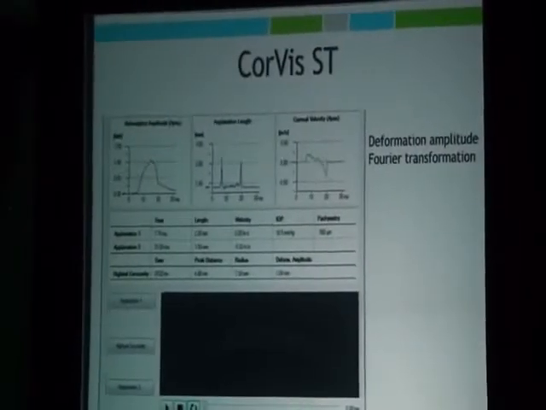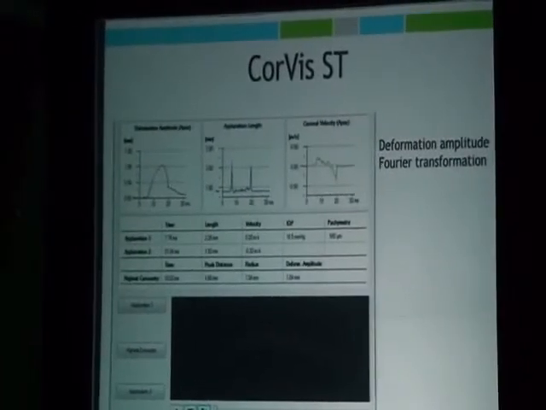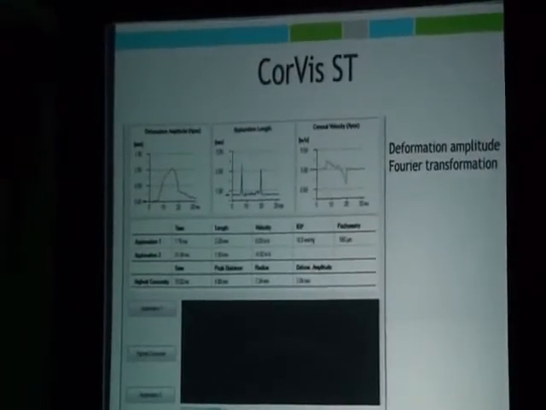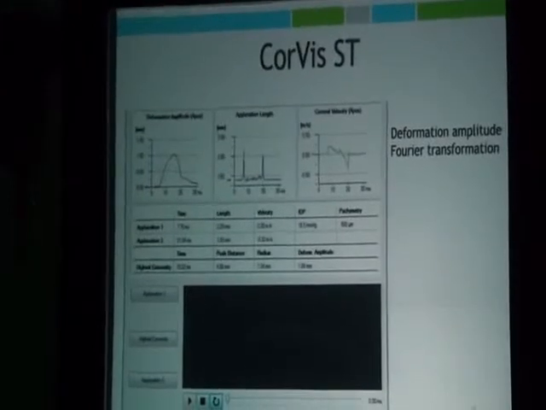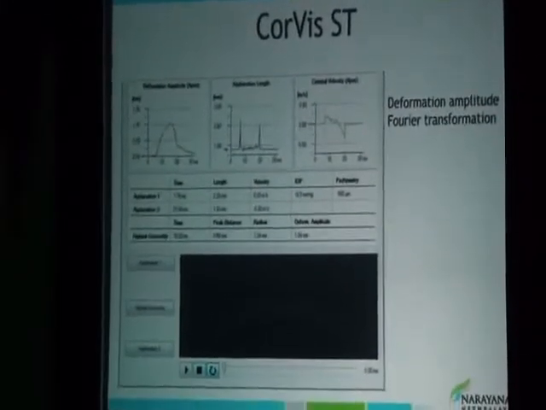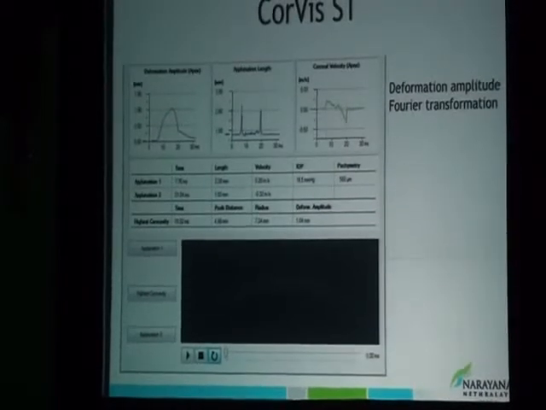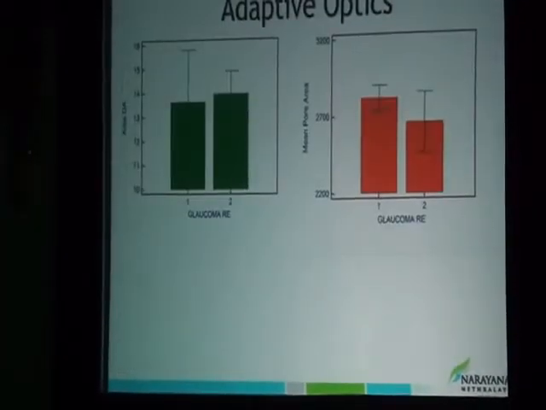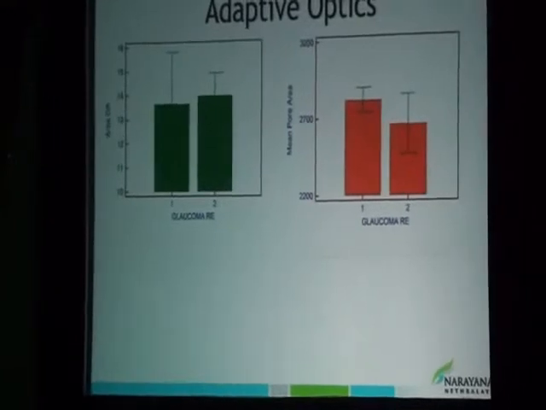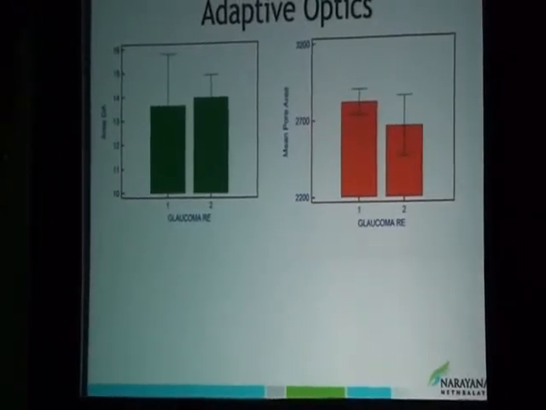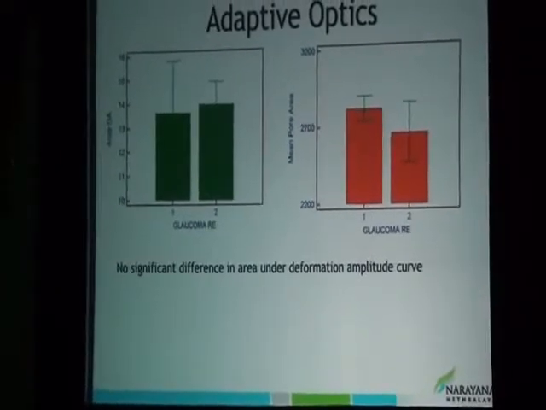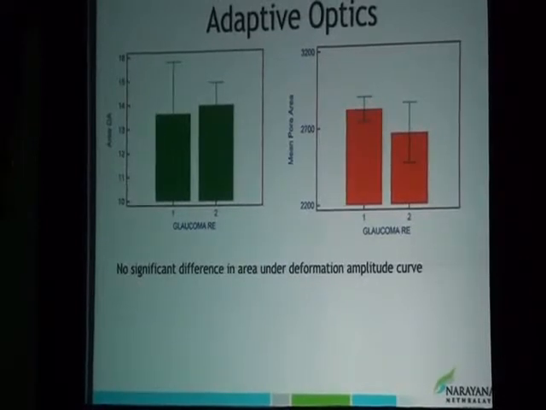So we took about 20 patients in both groups, with glaucoma and non-glaucoma, and looked at some interesting findings. As we all know, we have spoken about the Corvis ST in the previous talks ad nauseam, so I won't go there. Maybe because the numbers were small, we did not find any significant difference in the area under the deformation amplitude curve.